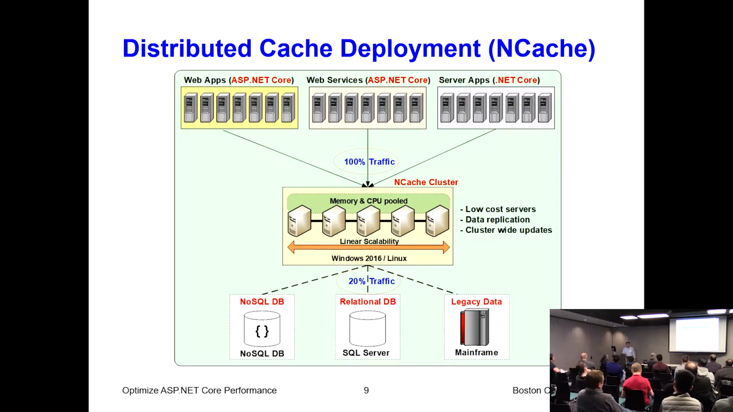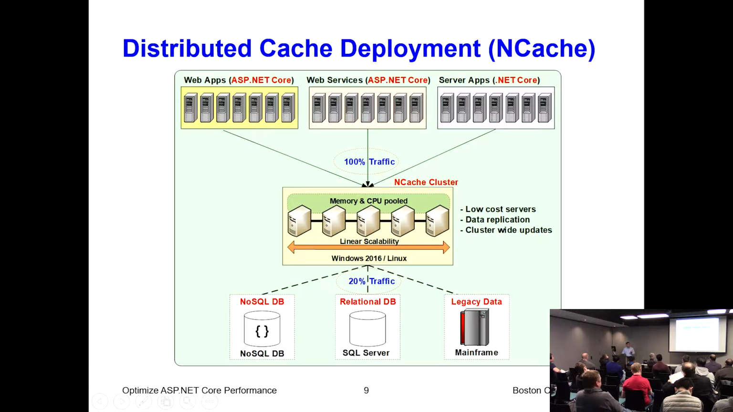So what does a distributed cache do? It actually builds a cluster. And again, I'm talking from an NCache perspective. There are also others, like Redis, that do similar things, but in a different way. But a distributed cache will build a cluster.